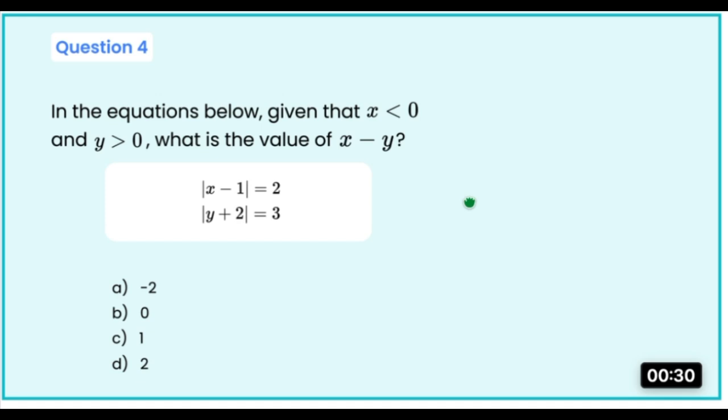Okay, so this is question number 4. In the equations below, given that x is less than 0 and y is greater than 0, what is the value of x minus y? So the equations given are the absolute value of x minus 1 is equal to 2, and the absolute value of y plus 2 is equal to 3. So I'm giving you 30 seconds to answer this question.